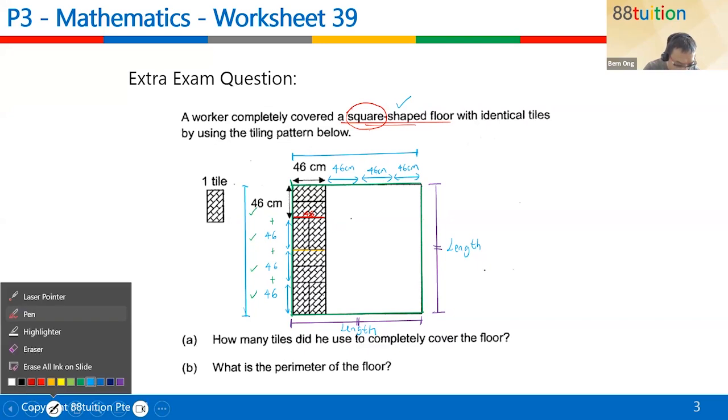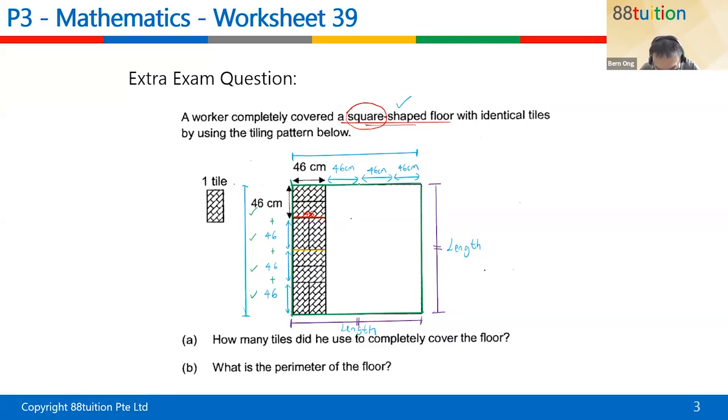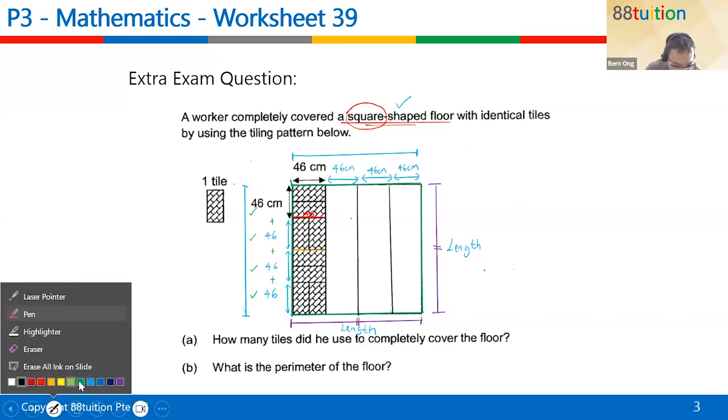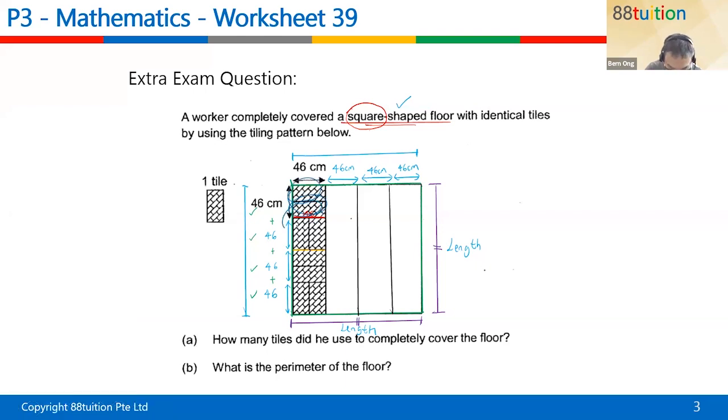So if you look at the pattern, children, down here I need to cut and draw another 8. Can you see or not? Down here on the left, the first one got how many 8? 1, 2, 3, 4, 5, 6, 7, 8. So down here must have another 8 tiles, another 8 tiles, and another 8 tiles. So total, how many tiles are needed? 4 times 8. Answer is 32 tiles. Can or not, children? Look at the diagram.